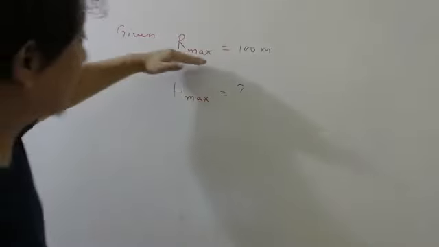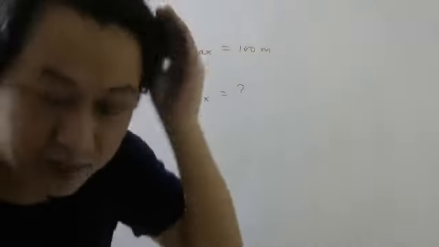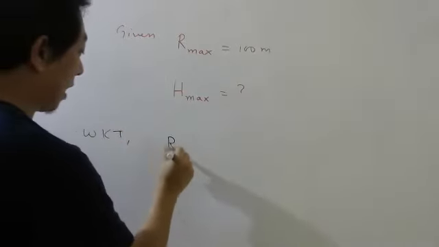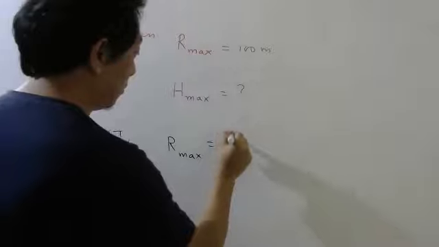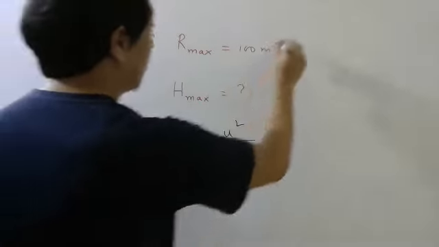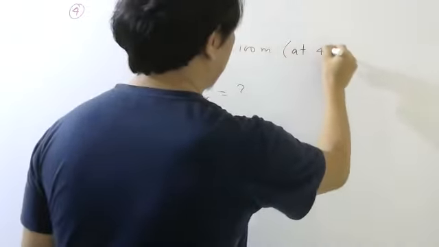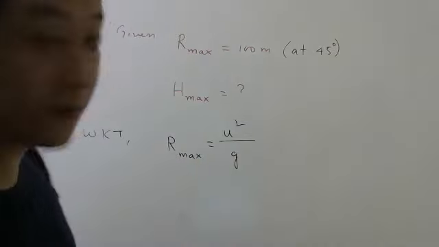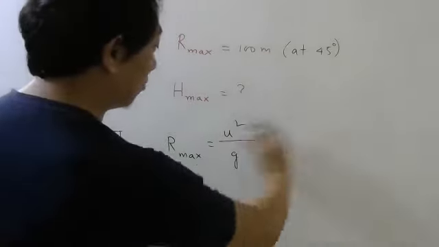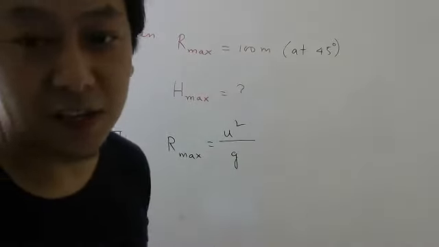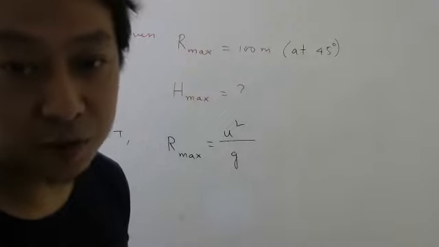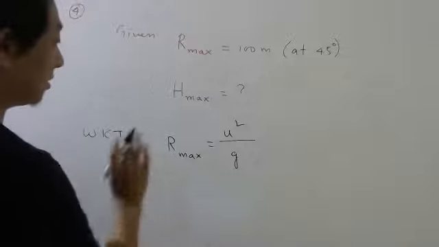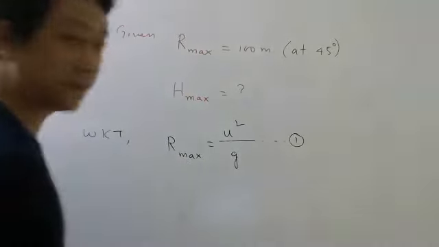So this is given, this is asked. Okay, so we will see how to do it. Look here. We know that R max is equal to U squared by G. This happens at 45 degree. This everybody knows, right? R max, maximum value. No need to write sine 2 theta because theta is 45 degree. So sine of 2 into 45 degree will be sine 90 degree, which will be 1. So this is given. Let us call this equation 1.